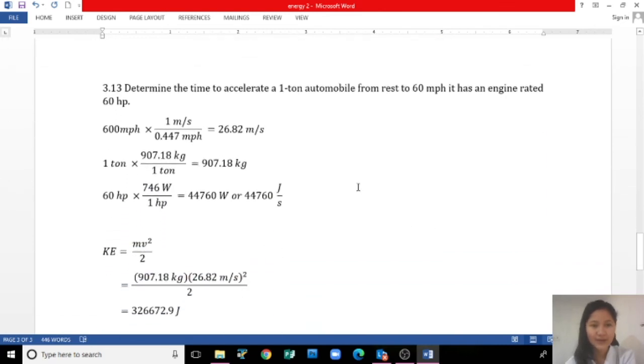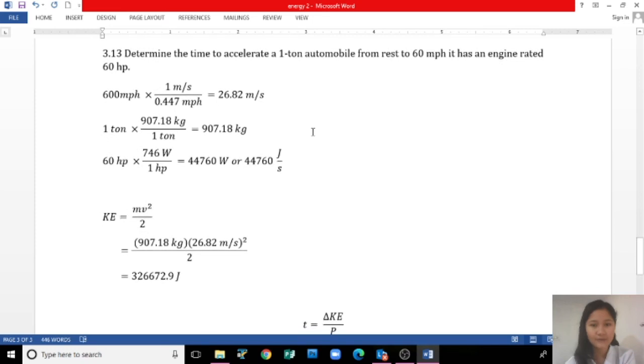Next is to determine the time to accelerate a 1-ton automobile from rest to 60 miles per hour. It has an engine rated at 60 horsepower. So in order to determine the time to accelerate, I have to first convert the 60 miles per hour into meters per second. In order to convert it, I multiplied it by 0.447 meters per second over 1 mile per hour. So this will be cancelled and the remaining unit would be meters per second.